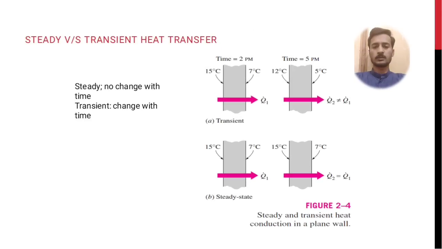Steady versus transient heat transfer. Steady means no change with time, transient means change with time. Steady and transient heat conduction in a plane wall. Here is an example of steady and transient heat transfers.